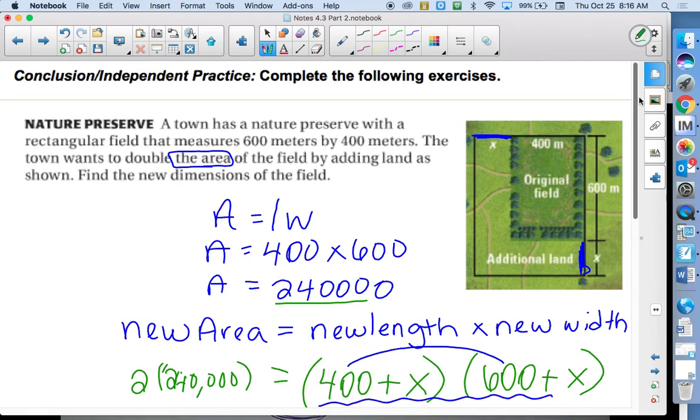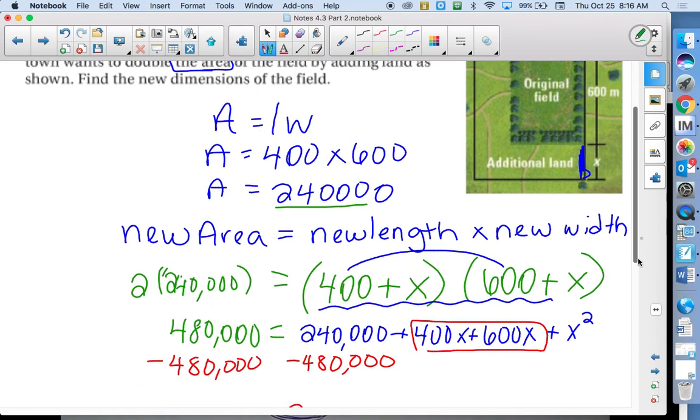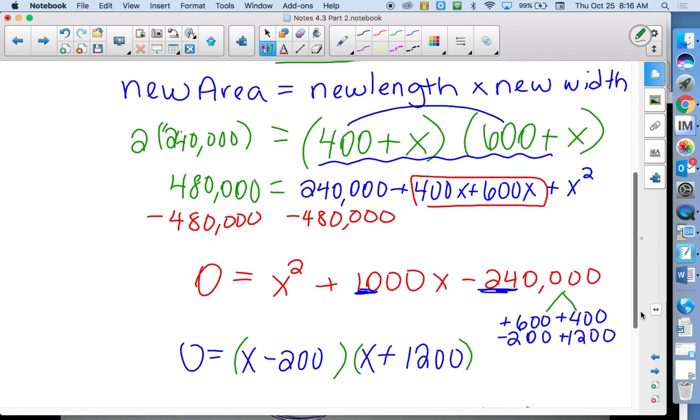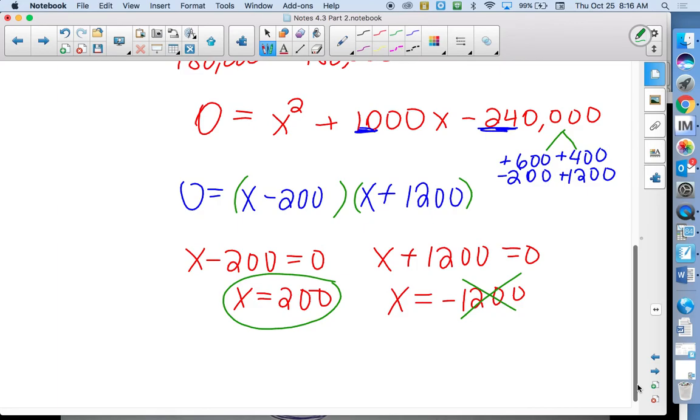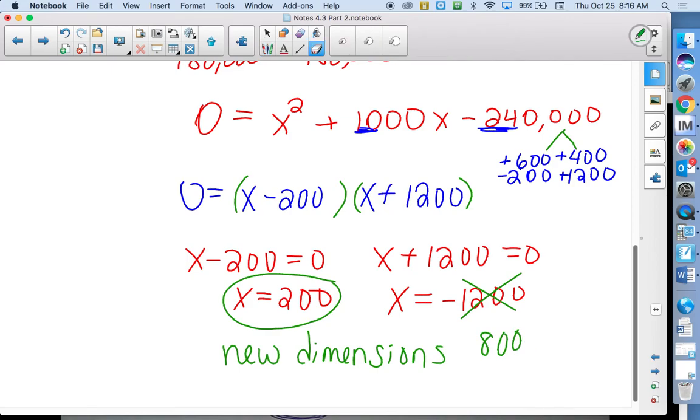So it says find the new dimensions of the field. So my value for x is 200. My original dimension was 400 by 600. And we are using 200 as the new value for x. So you can't use the negative number. A negative area doesn't exist. A negative number doesn't exist. So our new dimensions, if I'm adding 200, originally we had 600 by 400, so now we have 800. Put meters there so it's labeled. By 600. And those new dimensions should give us the 480,000 square meters. Questions?